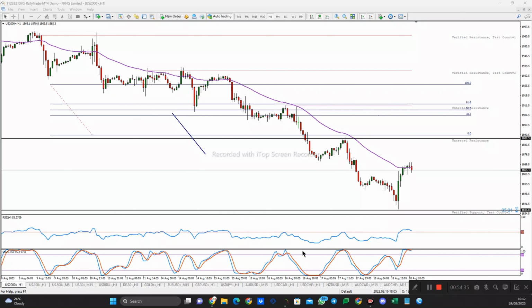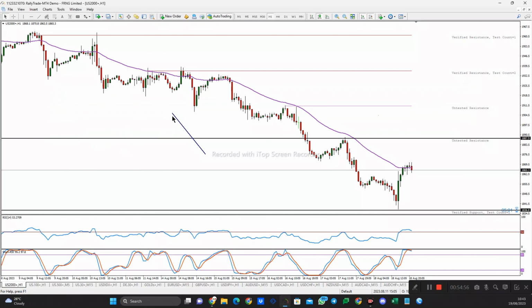So what are we talking about now? Like I was saying: support and resistance, moving average, trend line, Fibonacci, RSI, and stochastic. Those are the tools that I'll be using to know where I am likely to enter my trade.